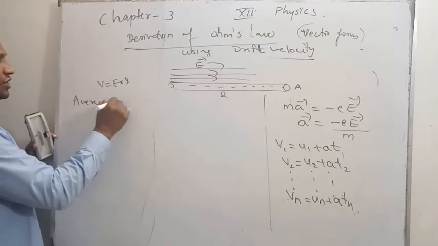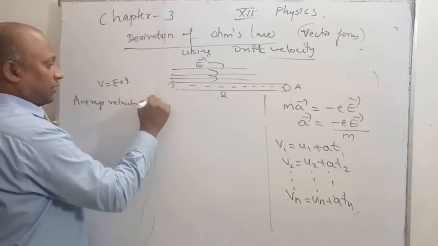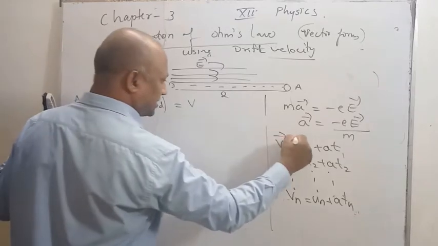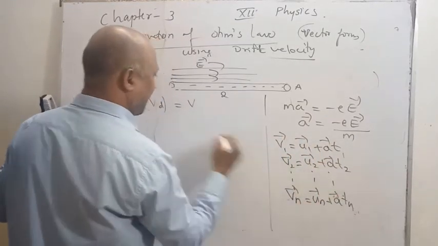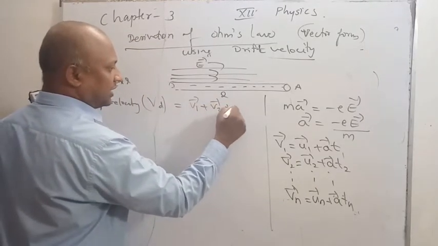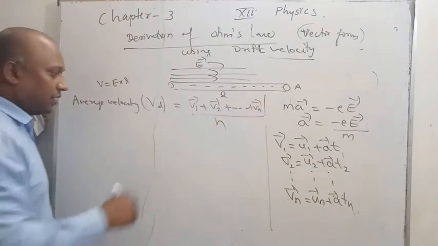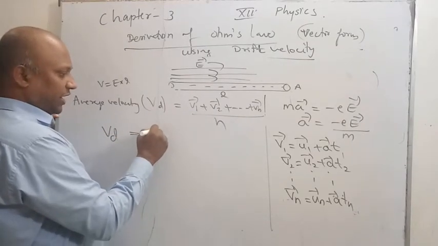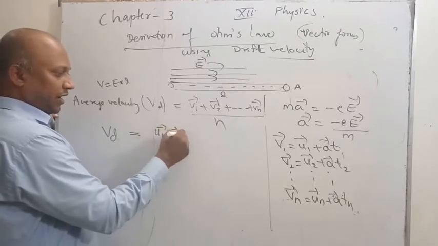So the average velocity of an electron with which it drifts is actually called drift velocity. These are all vector quantities, so you can add them. When you add all of this and divide by n, you will get the average velocity. So I'm going to add it: v1 is u1 plus at1, v2 is u2 plus at2, and so on up to un.